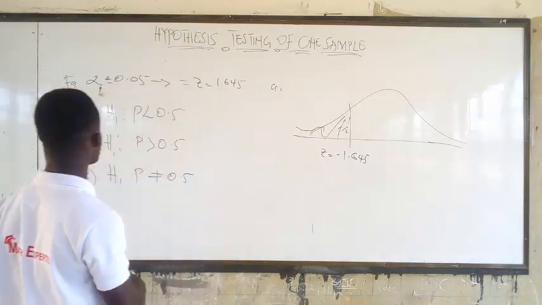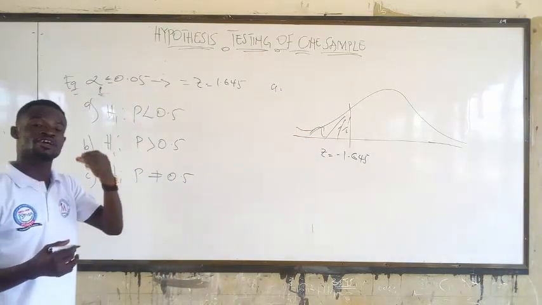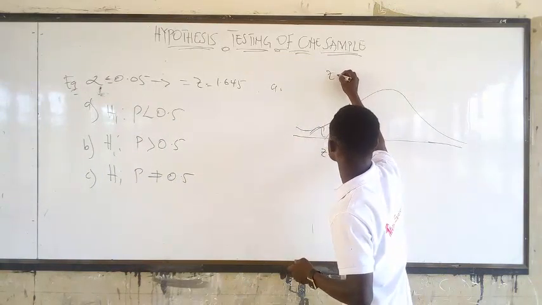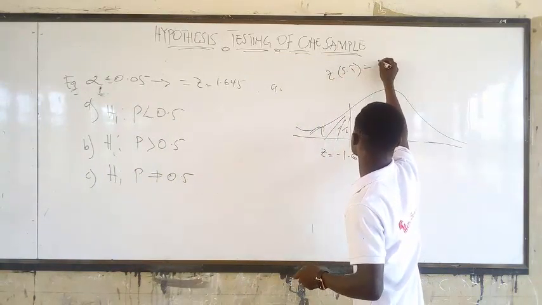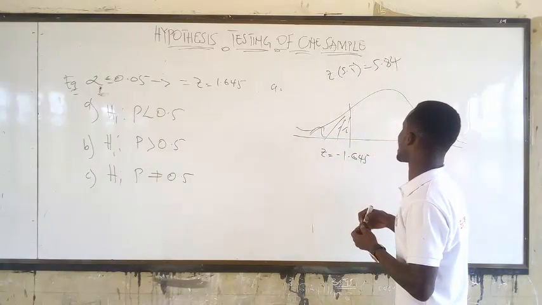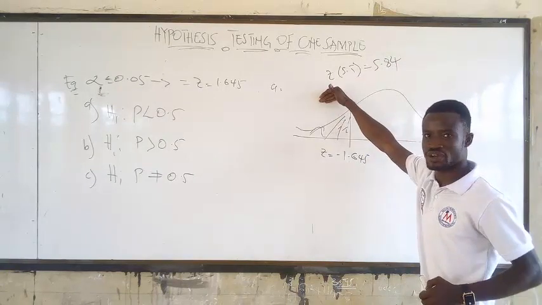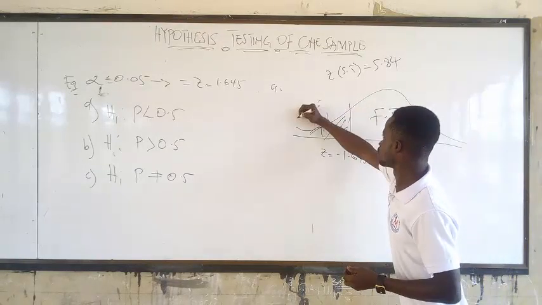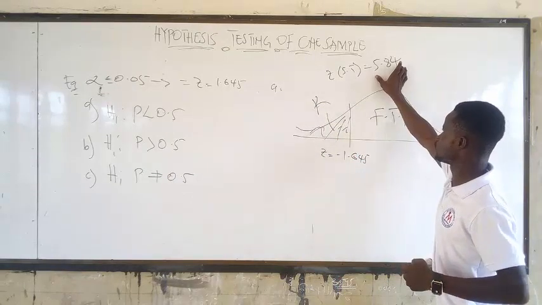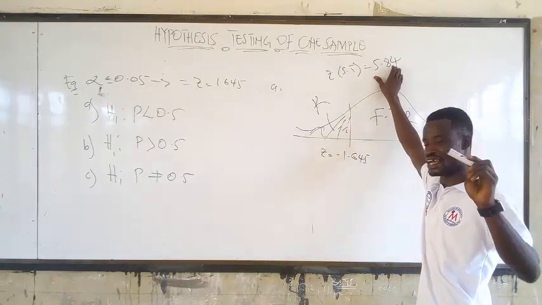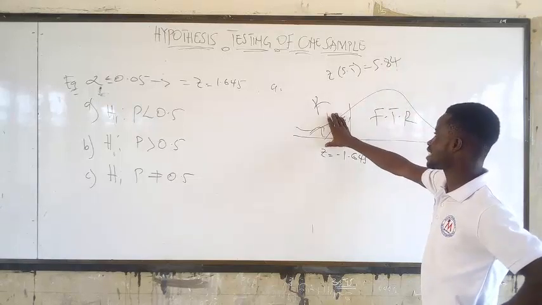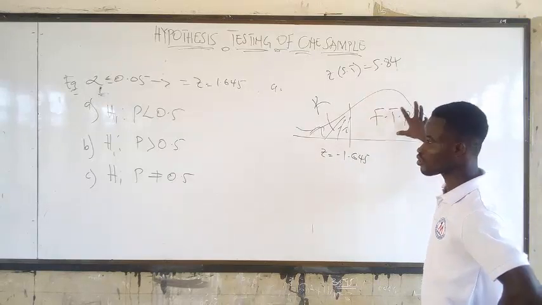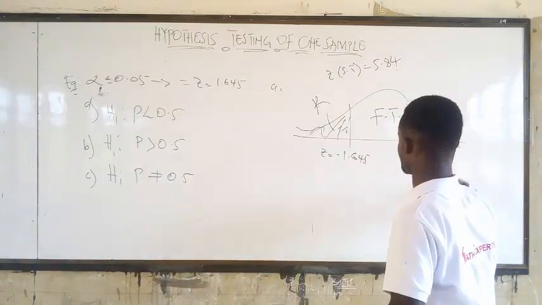Alright, good. Now let's look at another one. From the question that we are using to generate all these concepts, we had our z, the test statistic, to be 5.84. With this, when you check, this is the rejection region and this is the fail to reject region. You use this test statistic to check: is it going to be inside here or inside here? You can see that this one will fall within this side. So this will be the fail to reject.